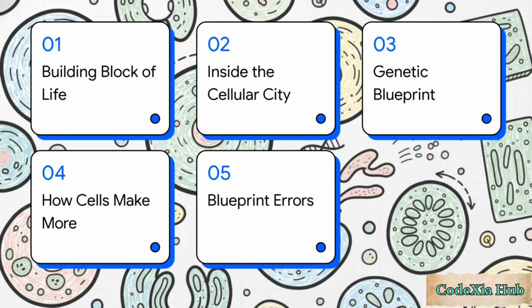So, here's our game plan for today. We'll kick things off with the basics. What even is a cell? Then we'll take a tour of the bustling little city inside. We're going to find the main control center and decode its master plan. After that, we'll see how these cities multiply, and finally, what happens when there's a tiny typo in that plan.